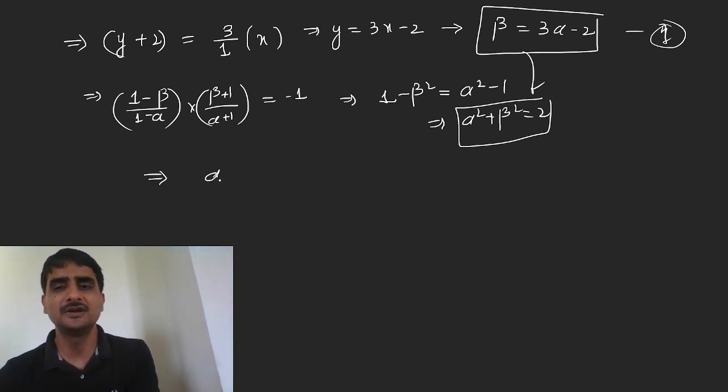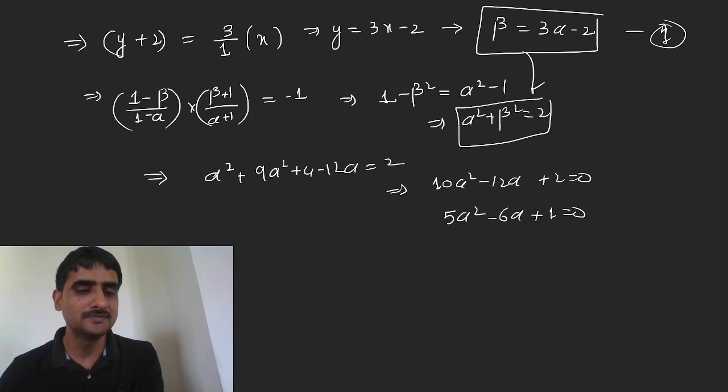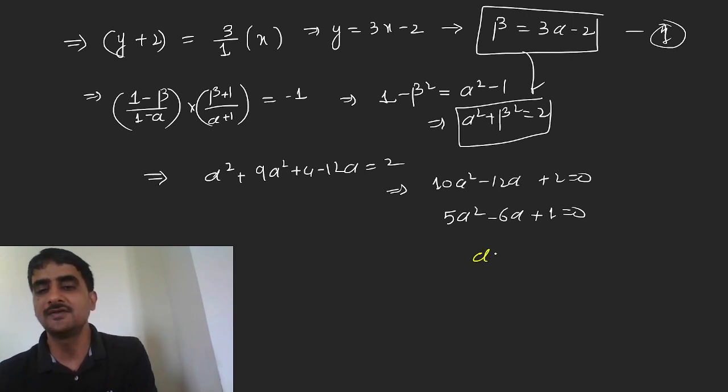So put beta here: alpha square + 9 alpha square + 4 - 12 alpha is equal to 2. So this is 10 alpha square - 10 alpha + 2 = 0. So it's 5 alpha square - 6 alpha + 1 = 0. You can use the middle term split method to solve it. So you get alpha as 1 by 5 or alpha as 1.